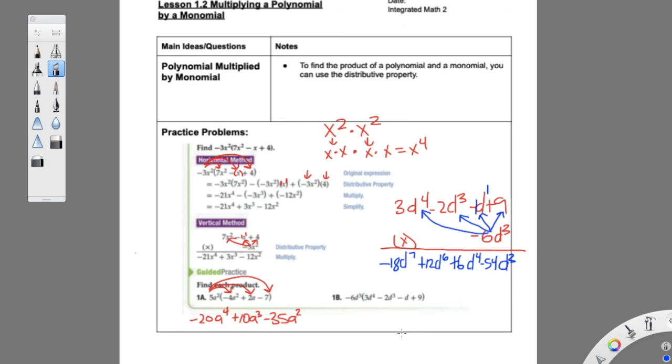All right. So that was multiplying a polynomial and a monomial, both horizontally and vertically. Again, it just depends on which method kind of makes more sense to you visually. Which one do you like to look at, and which one do you understand a little better? That's the method you should use.